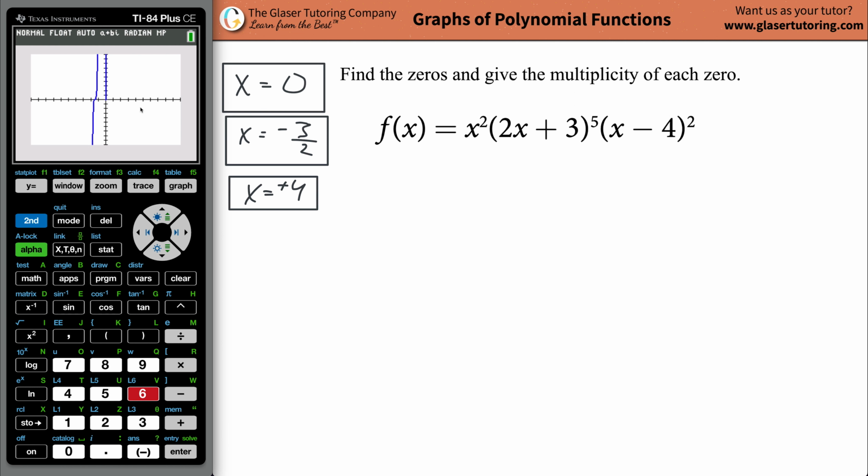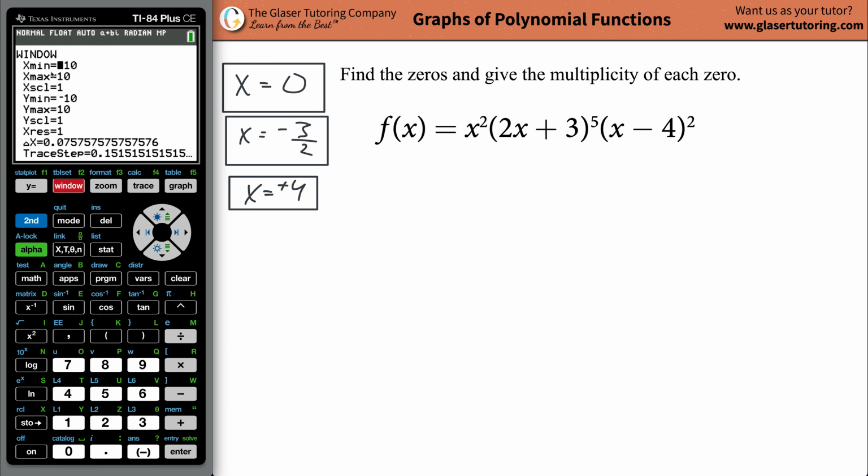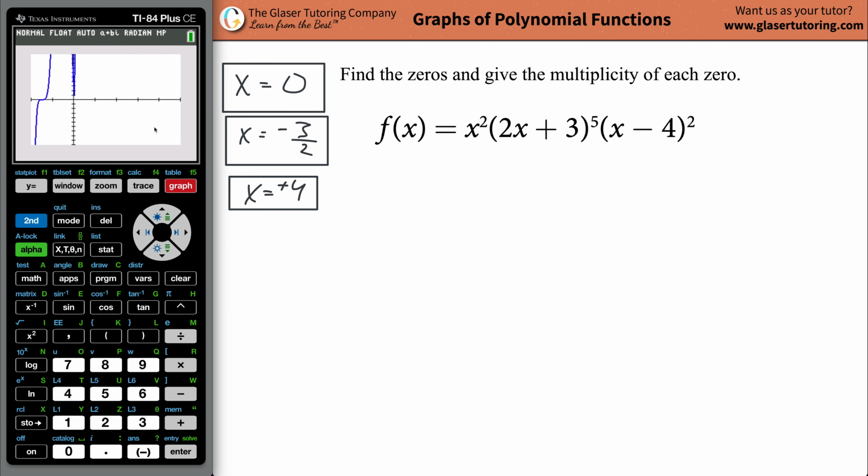I want to show you something here. This very infrequently happens, but this can be very frustrating. So watch. Let's change your window. Go to x is equal to negative... why don't we do 2? Let's go to negative 2, and let's go all the way out to x is equal to 5, and just hit graph again.